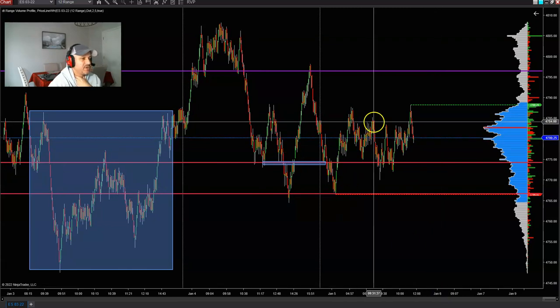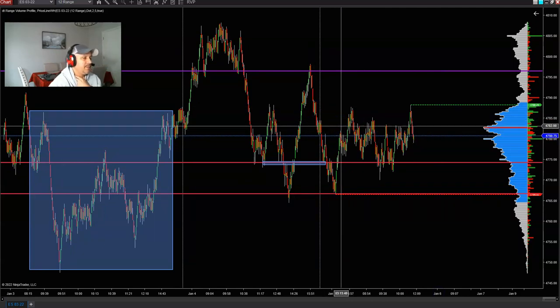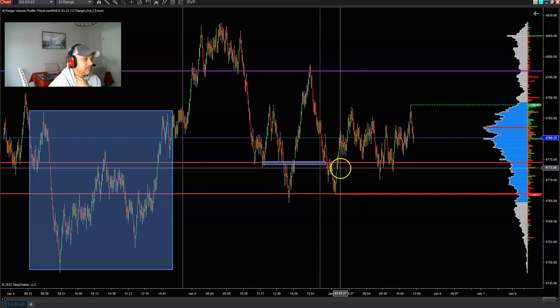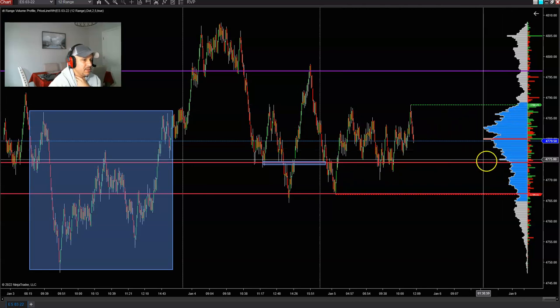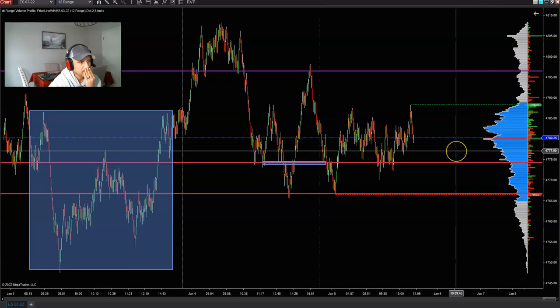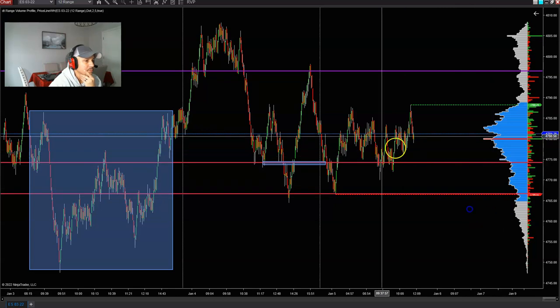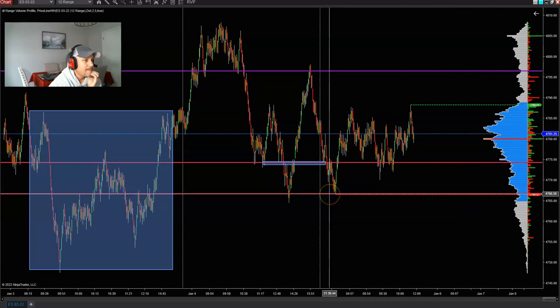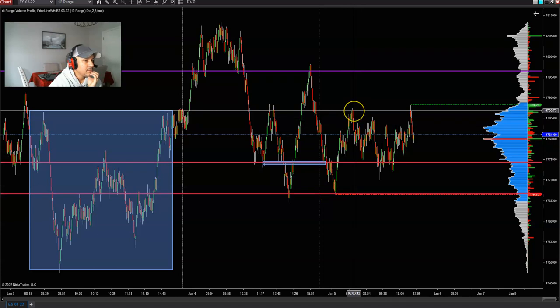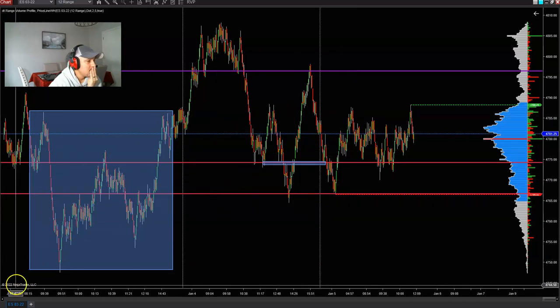See, I don't like to see stuff like this right here when it's moving sideways like this because it's not moving in any particular direction. I like to see price move and take out areas, highs and lows, and it's not doing that. It's just building volume in this area right here. That's all it's doing. So let's see what happens.